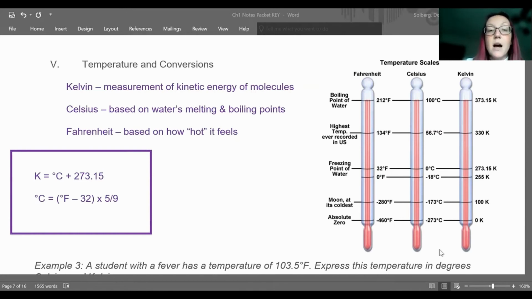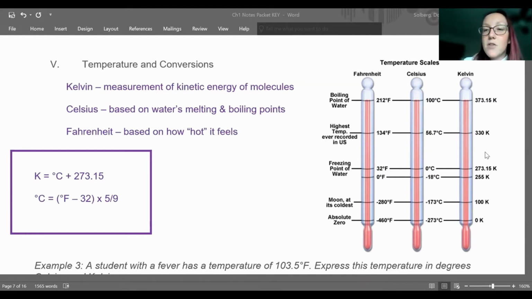Celsius is based on water's melting and boiling point. So water melts or freezes at 0 degrees Celsius, and it boils at 100 degrees Celsius. So it's actually based on water. Fahrenheit, on the other hand, you may not know, is actually based on how we feel, how a person feels. Okay, so like if it's 100 degrees outside, that's like 100% hot. But that's really why we use Fahrenheit, because it's more relevant for us and how we feel as humans.